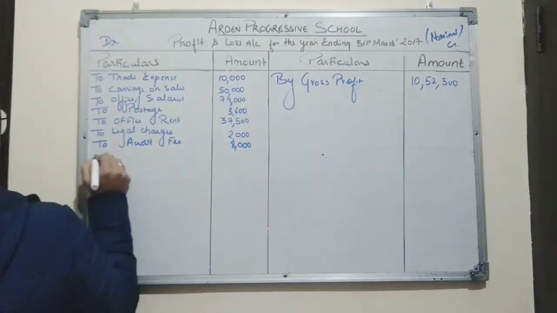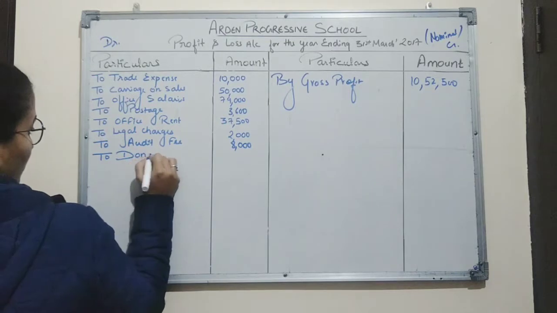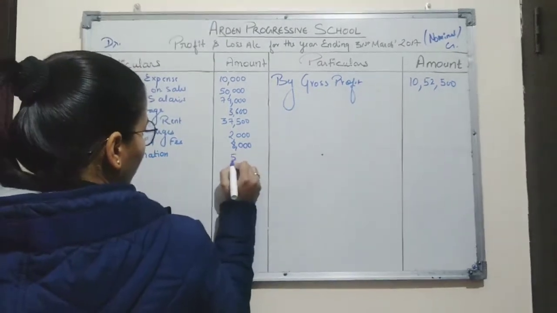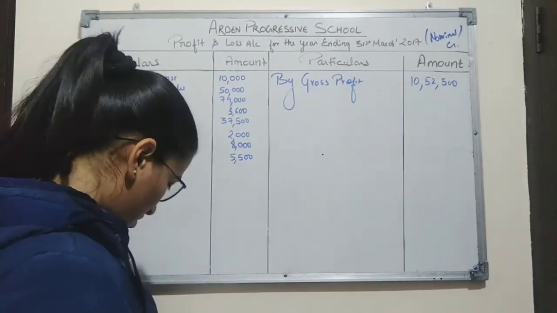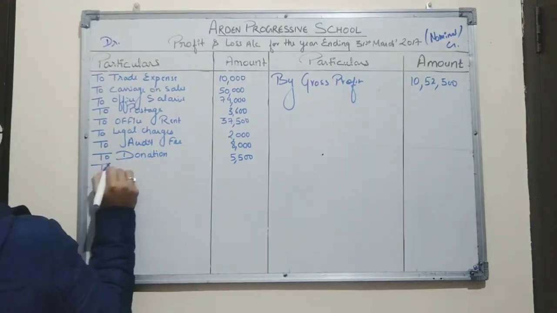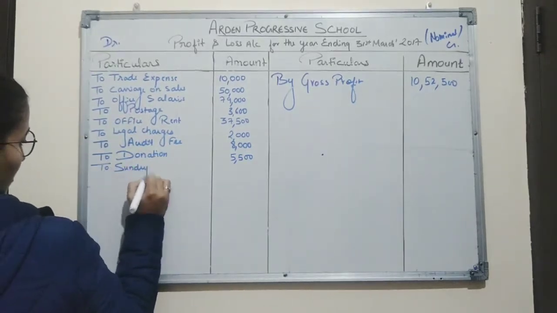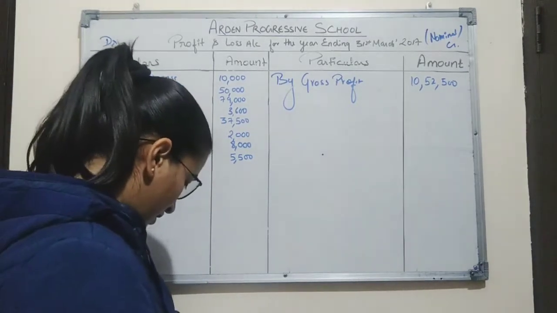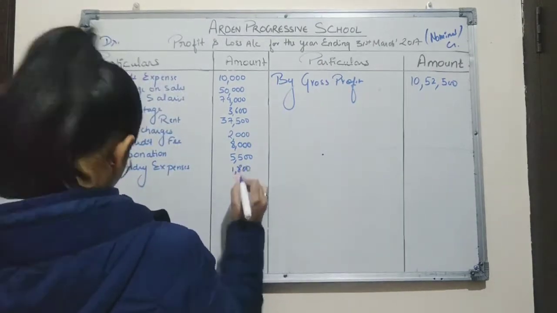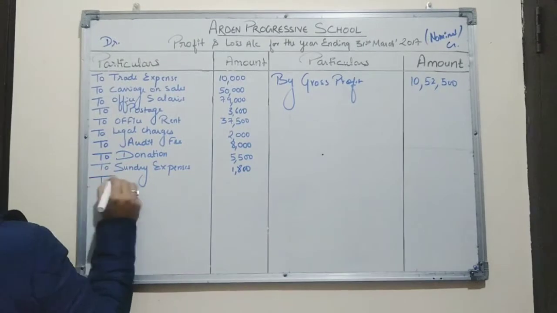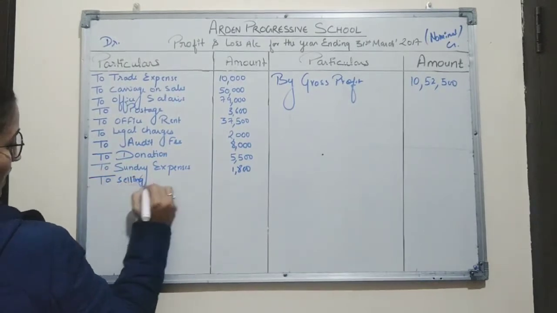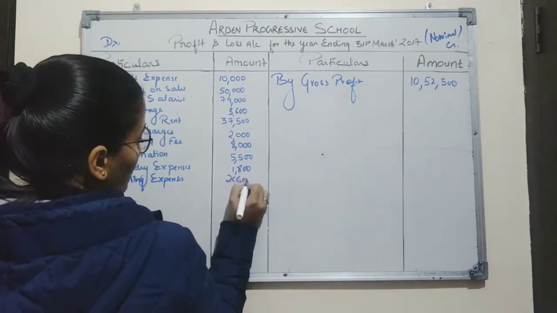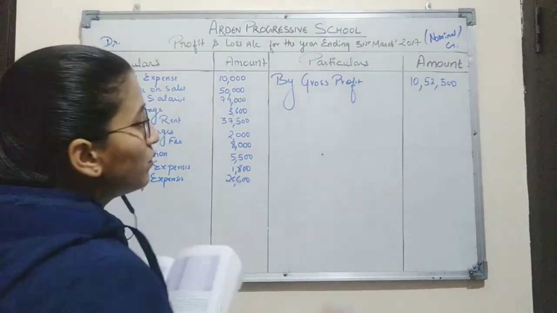Next is donation. To donation, amount is 5,500. Sundry expenses. To sundry expenses 1,800. Selling expenses. To selling expenses amount is rupees 26,600.